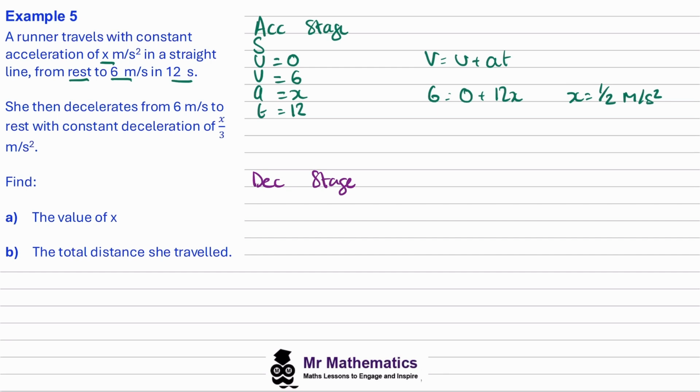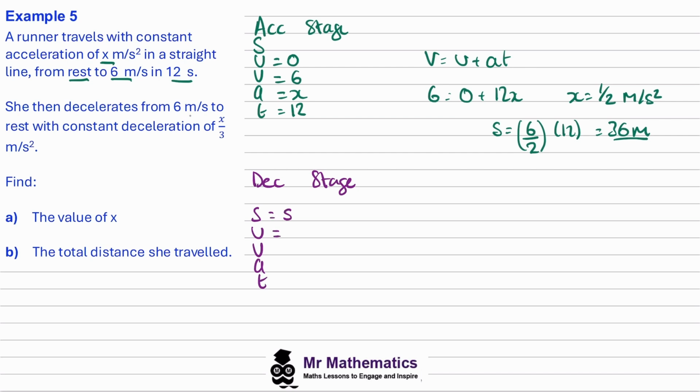To work out the displacement, we'll have u plus v divided by 2 multiplied by the time. So we'll get 36 meters. And then for the next part, when we're decelerating, we'll use SUVAT again. We don't know the displacement.